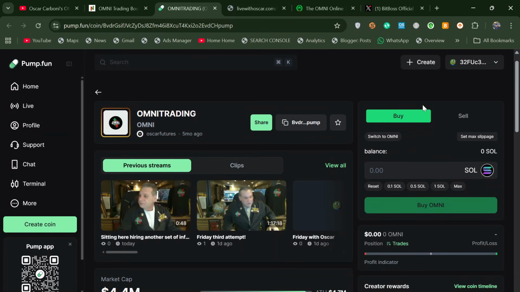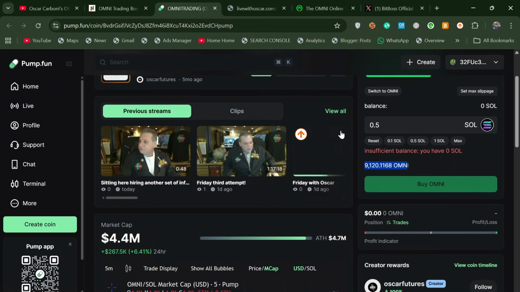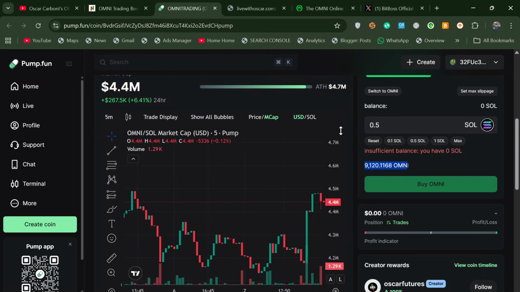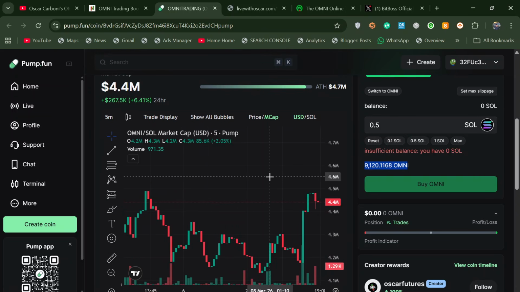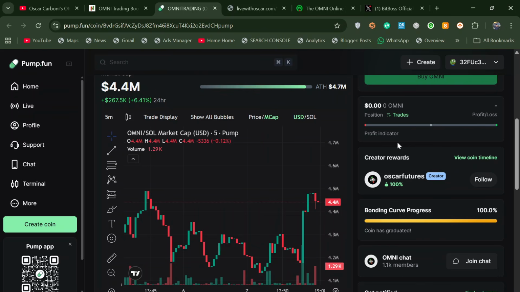After depositing on this platform, you just need to buy this token with the simple options. I click on the SOL option and put in 0.5 SOL, and with 0.5 SOL I can easily buy 9120 Omni tokens. If I hold it for around one or two months, its market is going bullish day by day. You can check the pump from 4.2 million to 4.4 million.